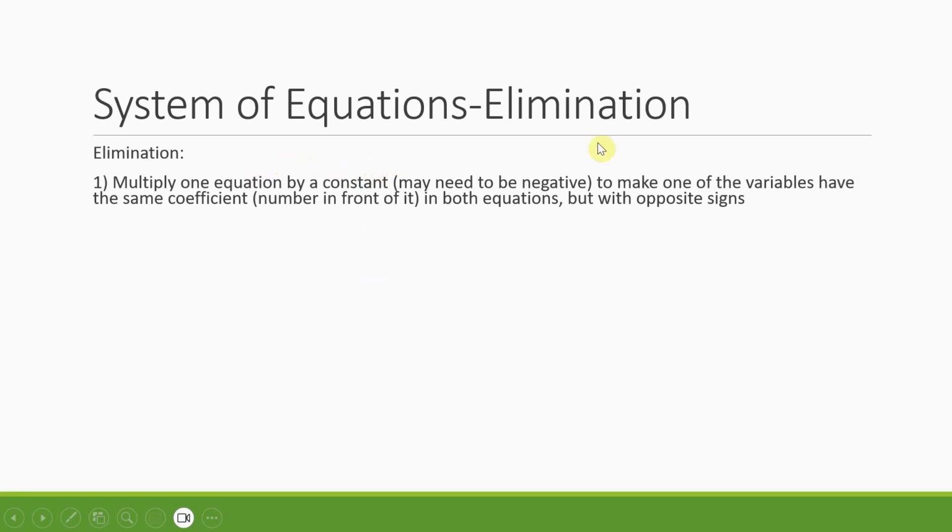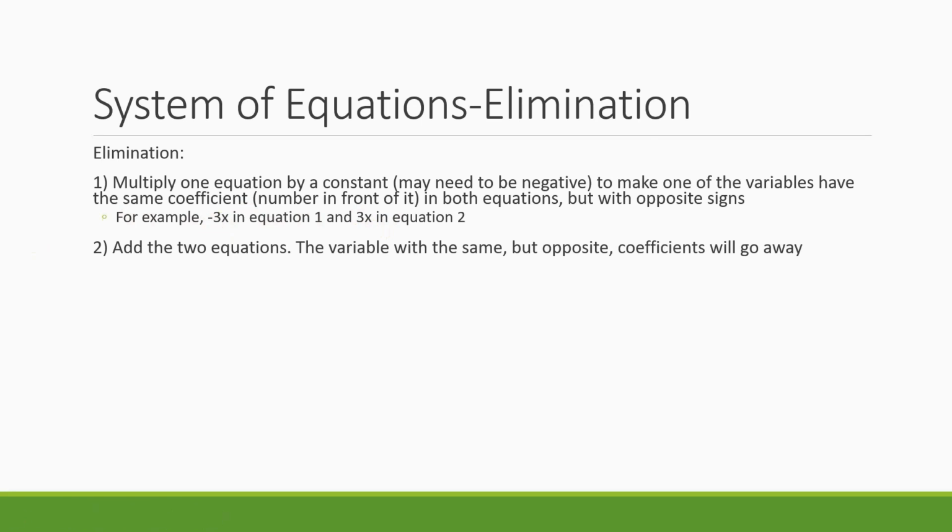Because your goal is to get one of those variables, so either x or y, to have the exact same coefficient, or that number in front of it, in both of the equations, but with opposite signs. For example, if I have negative 3x in one equation, I want to have positive 3x in the other equation. They both have 3 in front of the x, but one's negative and the other is positive. That's what we're trying to do.